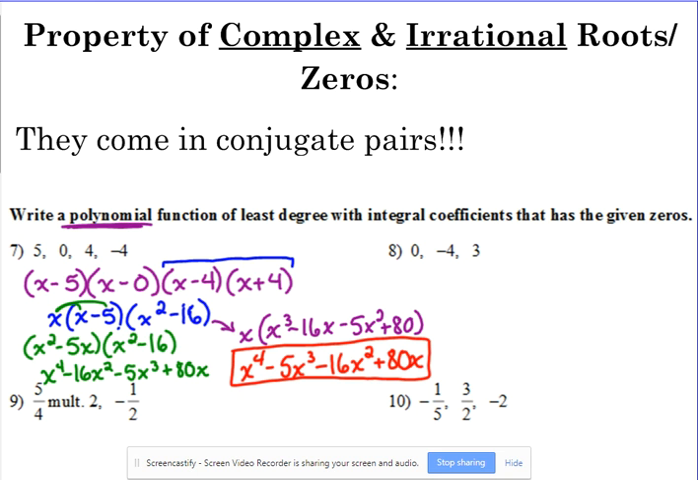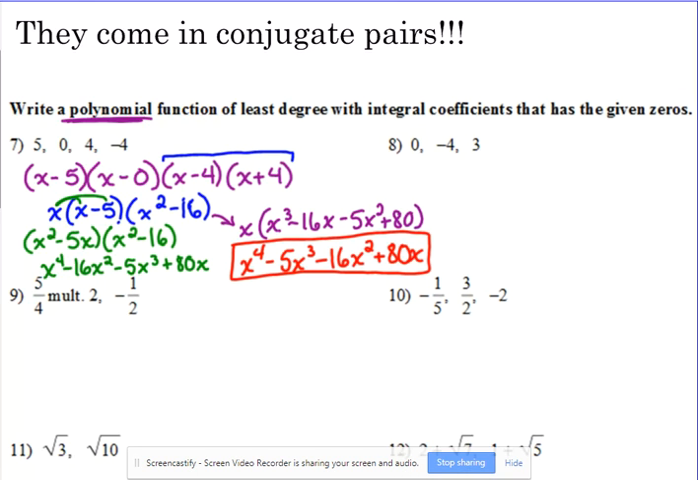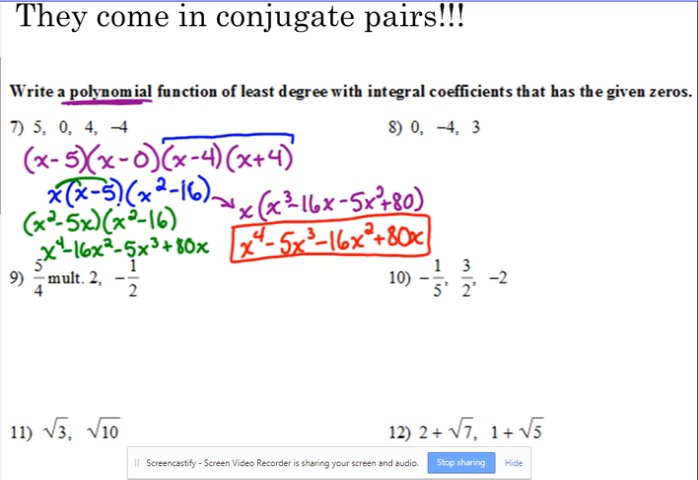All right, let's do another one. Let's look at number 9. We've got 5 over 4 with multiplicity 2, we'll explain what that means in a second, and negative 1/2. So we've got to do a little bit more work here to get these in linear factor form.